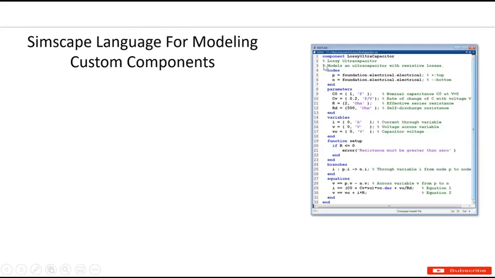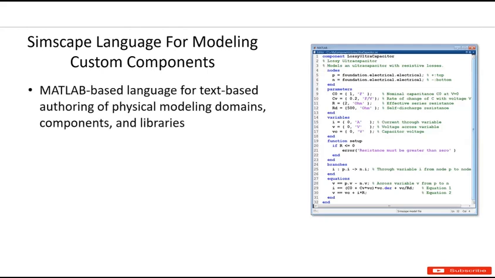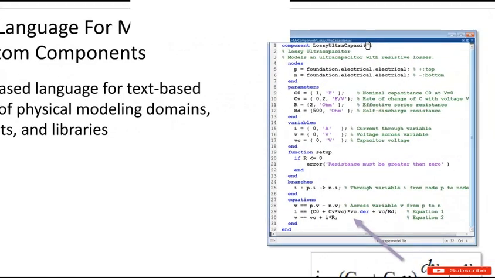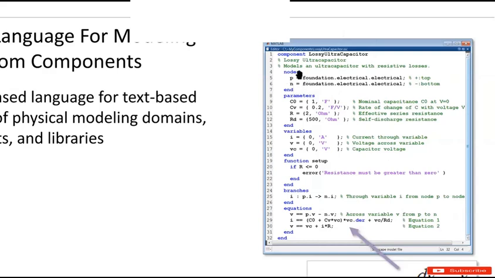So for that you have to follow a certain syntax. It's based on MATLAB itself, but you can find in the documentation what is the correct syntax for Simscape. So you need to define the component, the name of the block, and then you need to define the nodes, like what is the positive and negative terminal of it, and then the parameters, the constants, and the variables, which can be capacitor voltage, and so on.